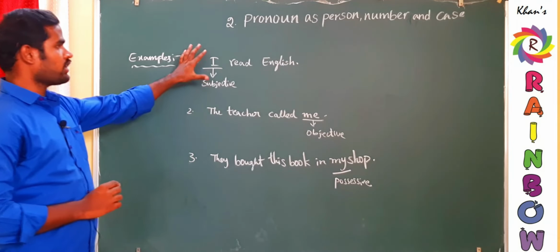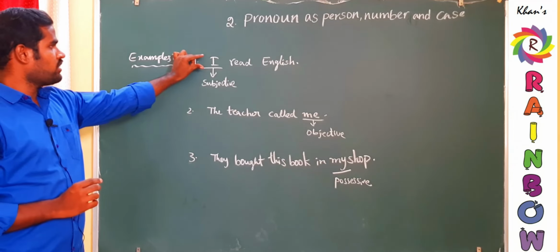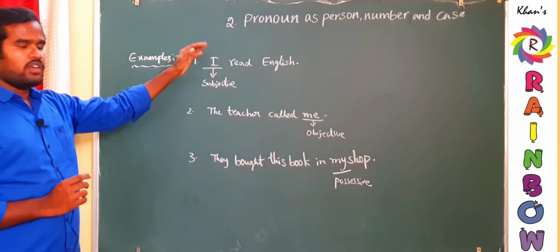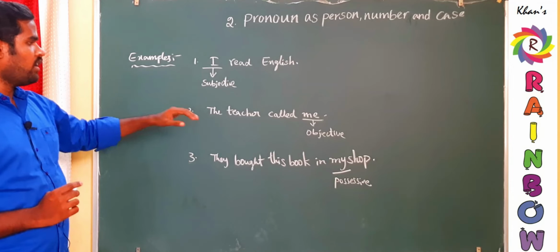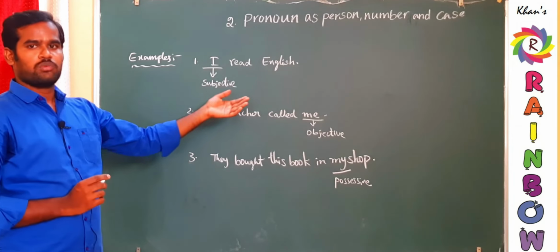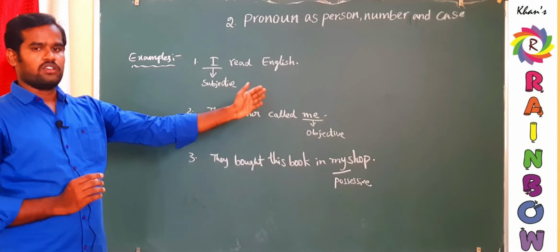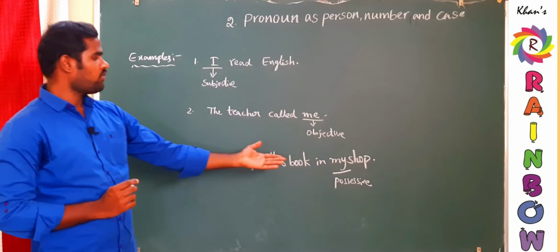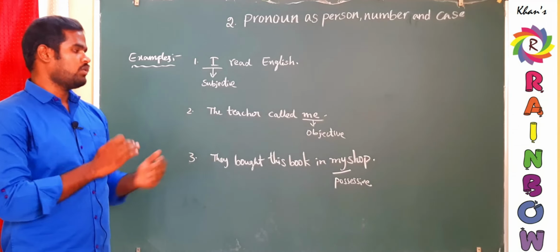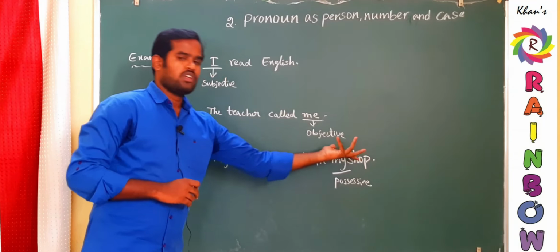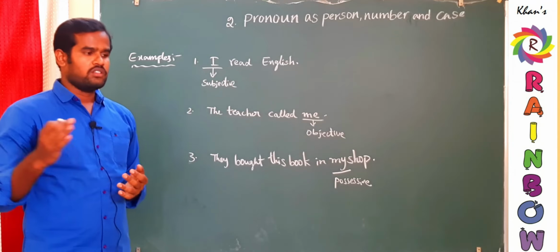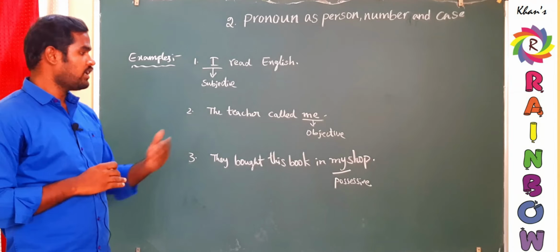See, the rule of subjective pronoun is, it usually comes in the beginning of the sentence. Subjective pronouns always come in the beginning of the sentence. And the rule for objective pronouns is, objective pronouns usually come at the end of the sentence. And the rule for the possessive pronoun is, possessive pronouns usually come before nouns. So shop is a noun. You can use many examples: my shop, my book, his pen, their book, their room, their shop, like that.